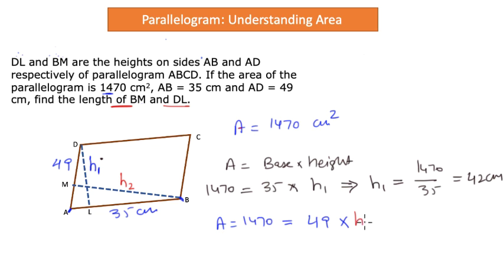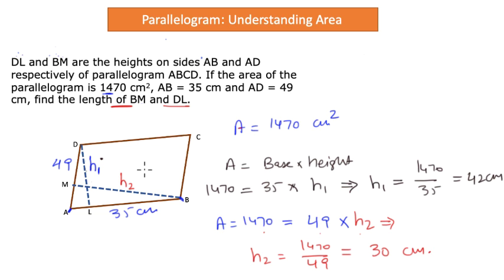Let's label it as red. So this is my height. Simple enough. I have the area, I have one dimension, I need to find the other dimension. So just like the one above, we will say that H2 is equal to 1470 divided by 49. And that comes out to be 30 centimeter.